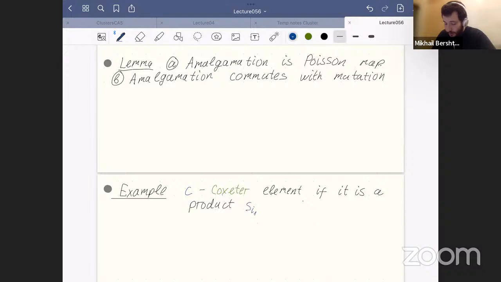It's a product s_{i_1} ... s_{i_{n-1}}, where the set of indices i_1, ..., i_{n-1} is a permutation of 1, ..., n-1. So in other words, this is a product of all simple reflections. Each of them is taken once.